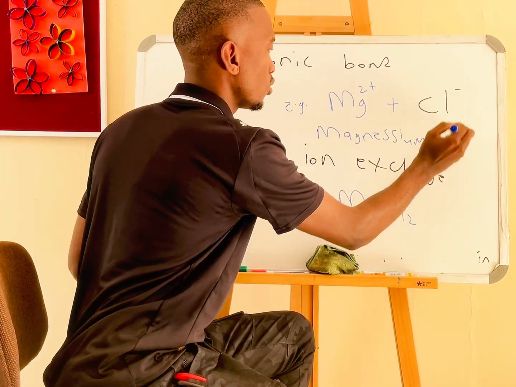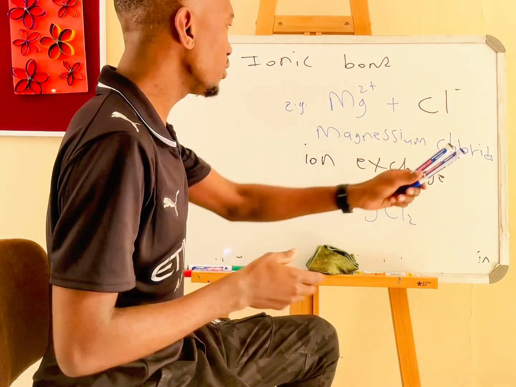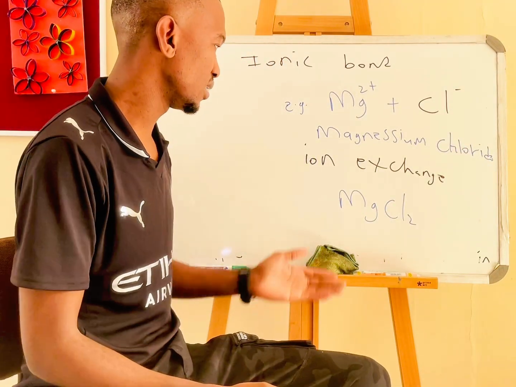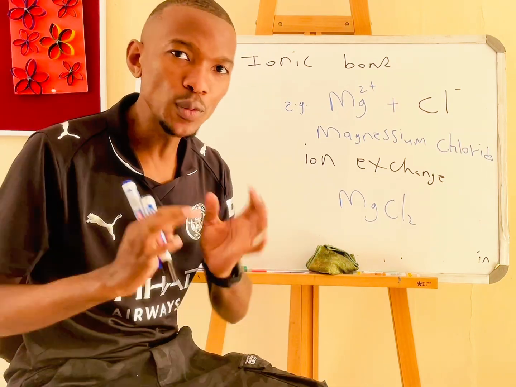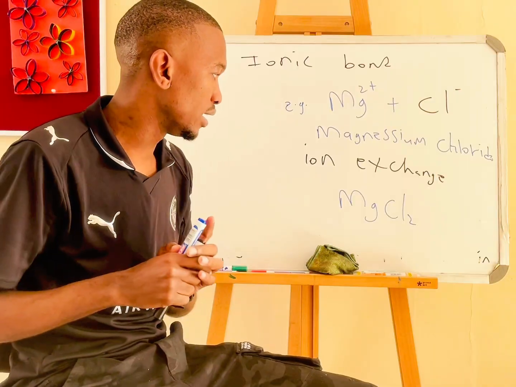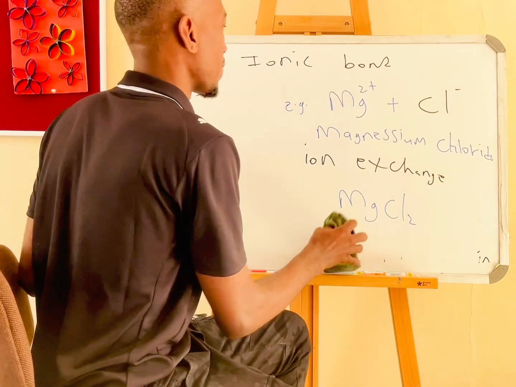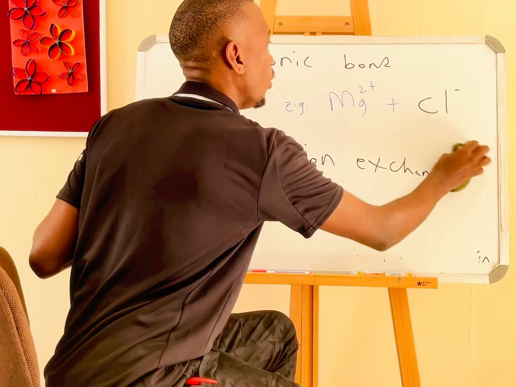Magnesium chloride. We call this magnesium chloride. It's a chemical name, and it's an ionic substance, an ionic compound. I hope you guys have a clear picture of what an ionic compound is. You get what I'm saying? Yeah, all right.